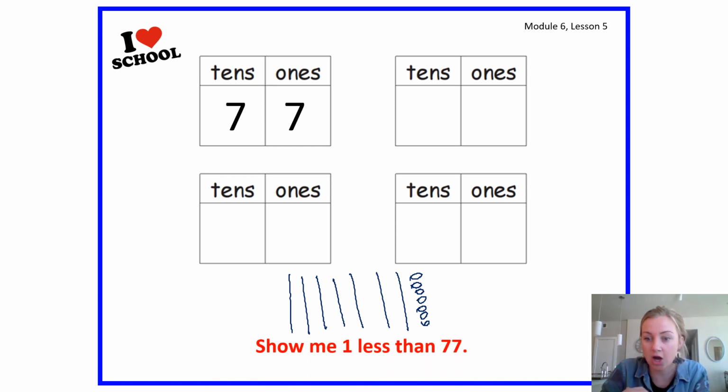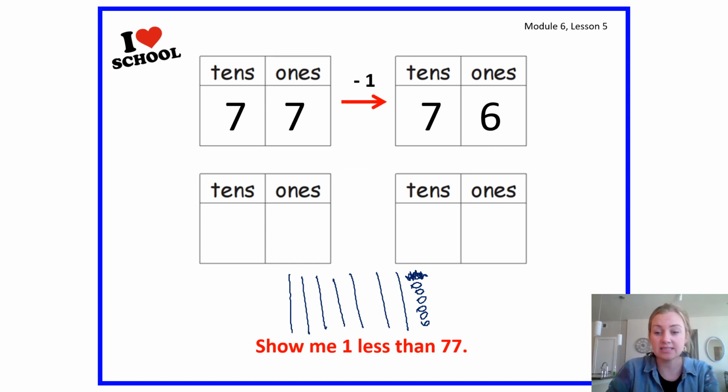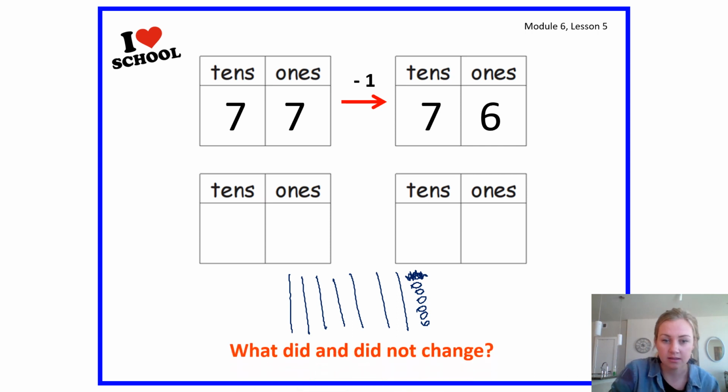Now I want to take away 1 from 77. I want to show 1 less. If I hear the word less, I mean minus. If I take away one of these ones, now I have 7 tens still, but now how many ones do I have? Get ready. Yes, 6 ones. So 77 minus 1 equals 76.